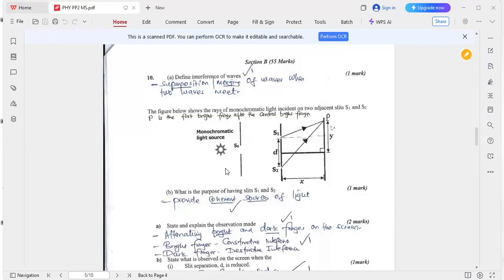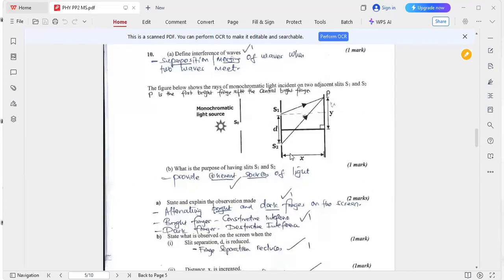Number 10, define interference of waves. This is superpositioning of waves when the waves meet. I think the way it's written is okay. The other one that I was trying to define is formation of stationary wave. But this is interference. So, superposition of waves when they meet.